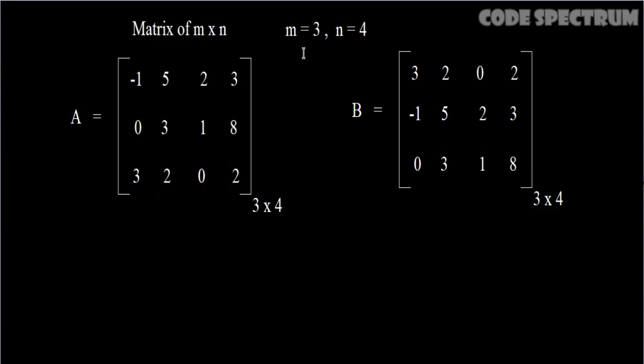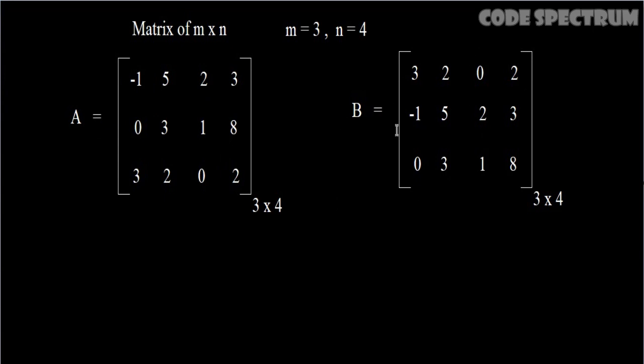In this case, we have m equals to 3 and n equals to 4, means the number of rows are 3 and number of columns are 4. If you see here, A is a matrix of order 3 cross 4. It means 3 rows and 4 columns here. And also there is a matrix B, which is having the same number of rows and same number of columns.